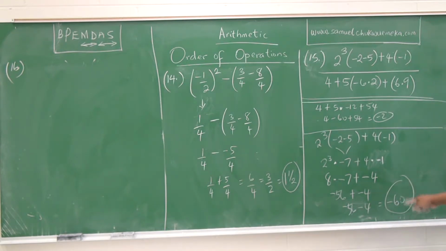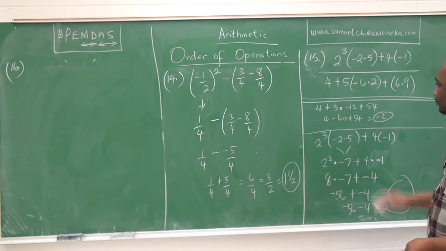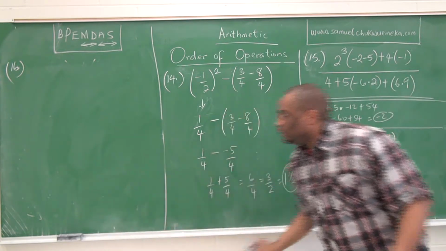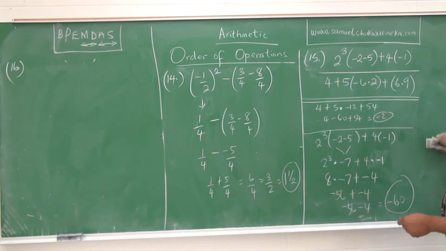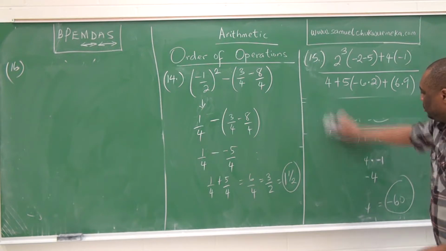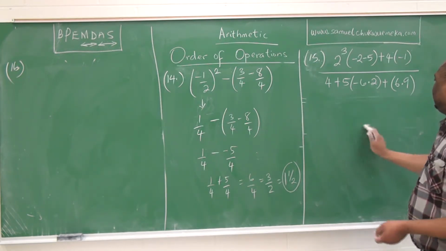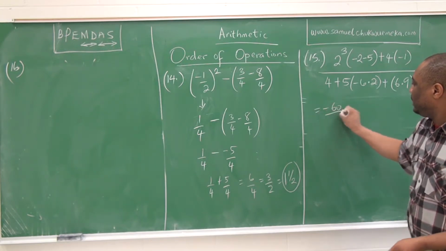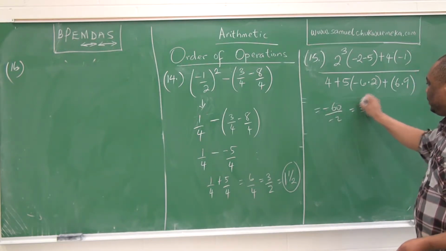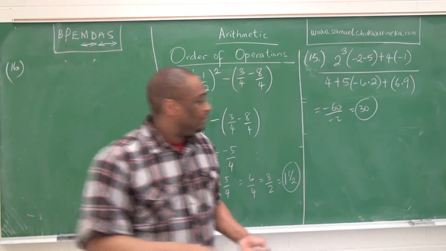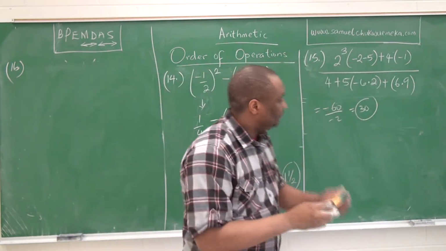So this is negative 60 divided by negative 2 gives you what? 30. Gives you 30. So if we just finish it, you now have negative 60 divided by negative 2, and that gives you 30. My bad. That's 30. I was going on when I had not finished. I'm sorry.